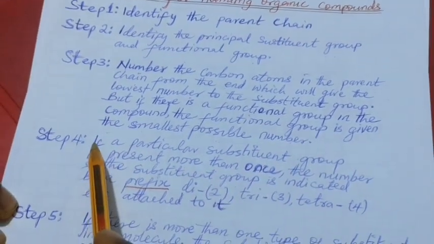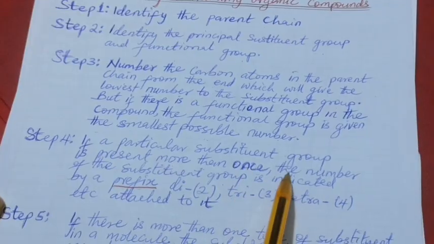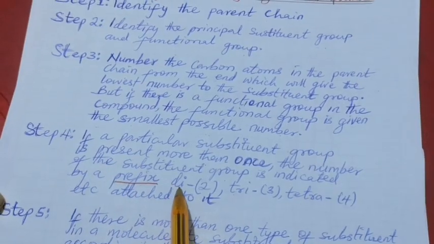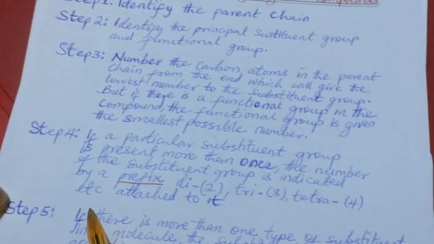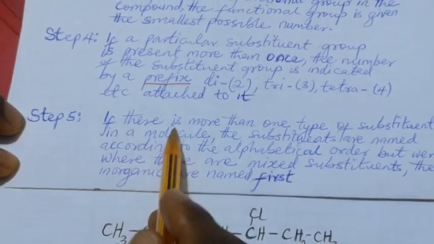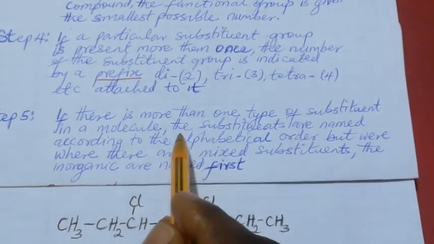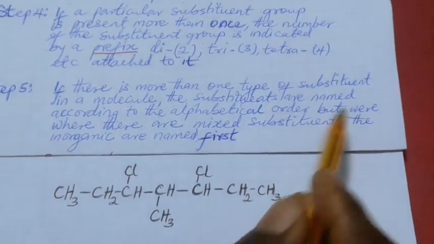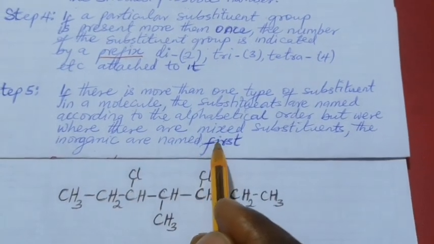Then number 4, if a particular substituent group is present more than once, the number of the substituent group is indicated by a prefix attached to it: di if it is 2, tri if it is 3, tetra if it is 4, etc. Okay, the fifth one, if there is more than one type of substituent in a molecule, the substituents are named according to the alphabetical order, but where there are mixed substituents, the inorganic are named first.